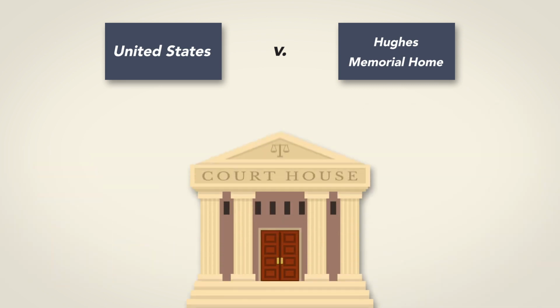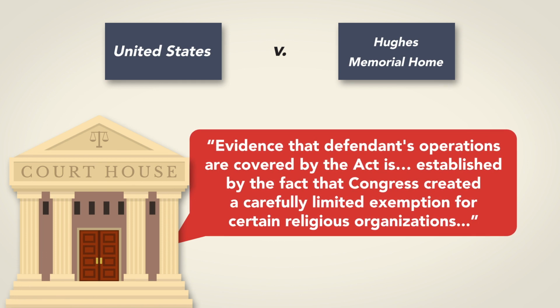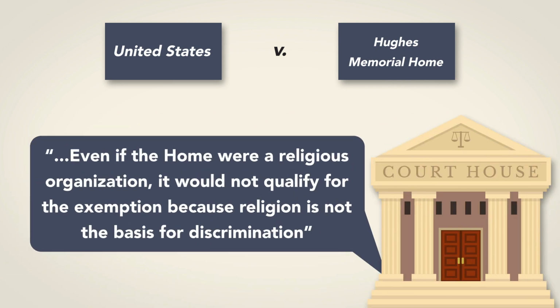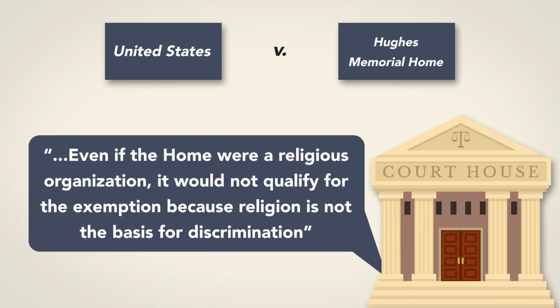As stated by the court, evidence that defendant's operations are covered by the Act is established by the fact that Congress created a carefully limited exemption for certain religious organizations. This exemption is inapplicable by its terms to the operation of Hughes Memorial Home. Even if the home were a religious organization, it would not qualify for the exemption because religion is not the basis for discrimination.